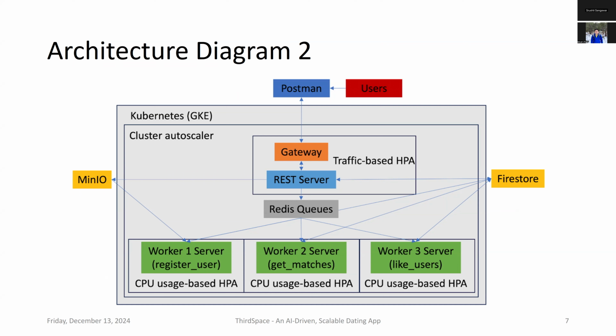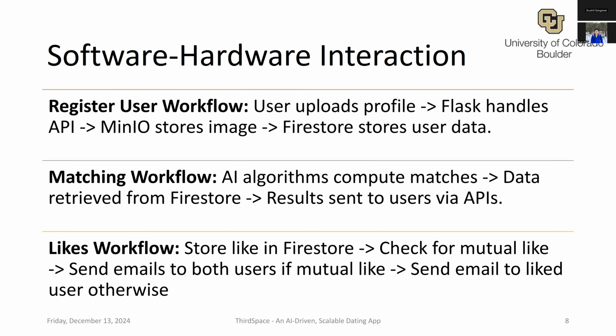And then for external services, storage, we have MinIO that the worker 1 server uses for the driver's license, and then Firestore is used by all 3 workers to set and store data. For software hardware interaction, we have 3 major workflows. This will be shown in the demo later.